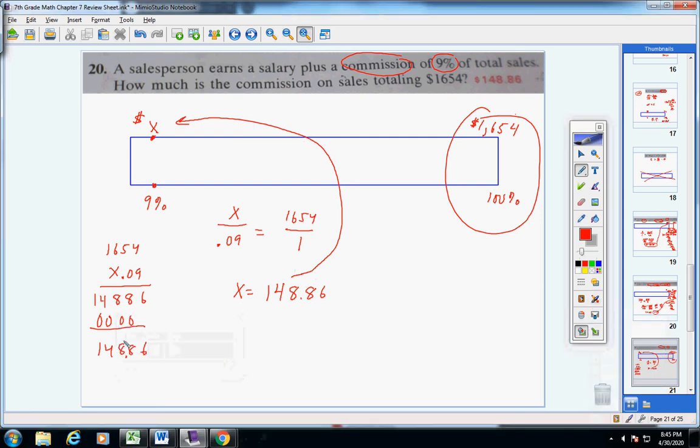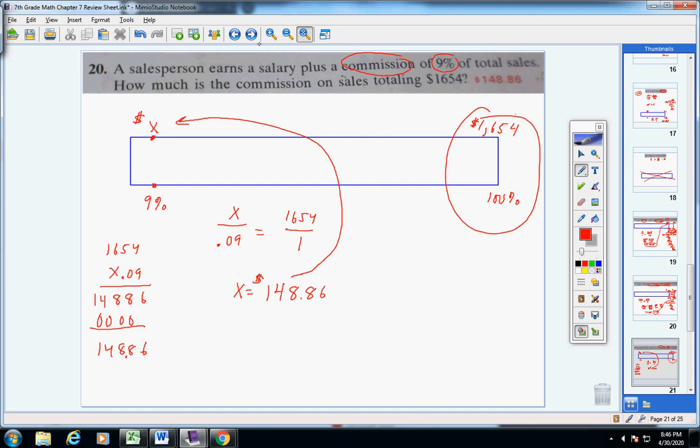So students, the question is, does that answer what I'm looking for? Let's see. It says, how much is the commission that she made? So yes, that is your answer. When she sold $1,654 worth of merchandise, then she made $148.86 extra. Okay? All right.